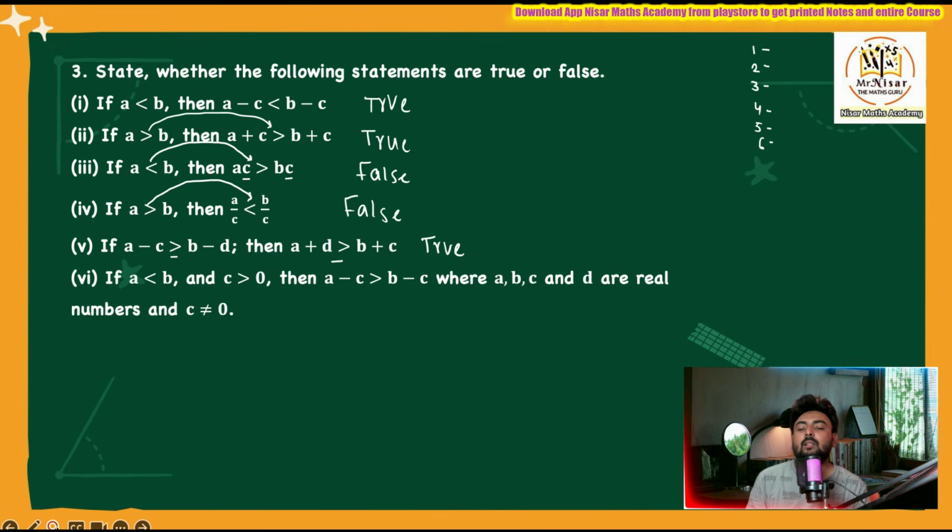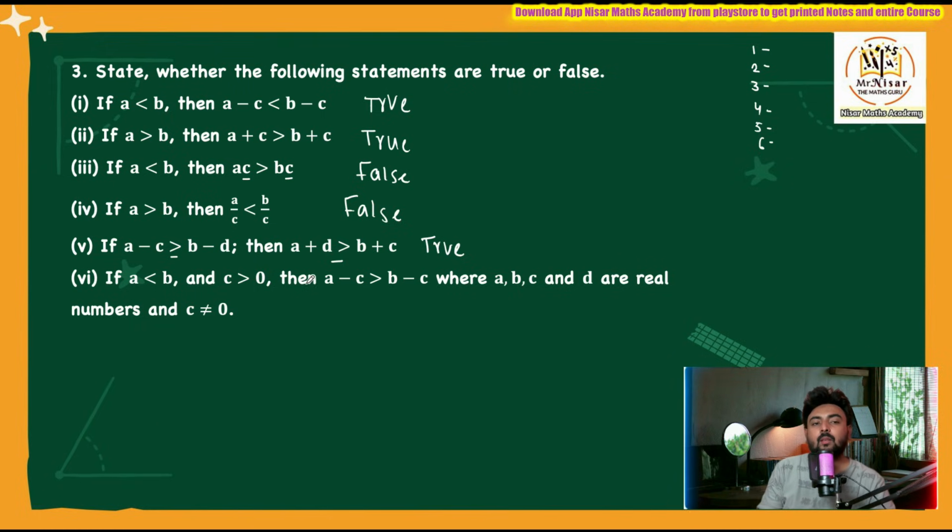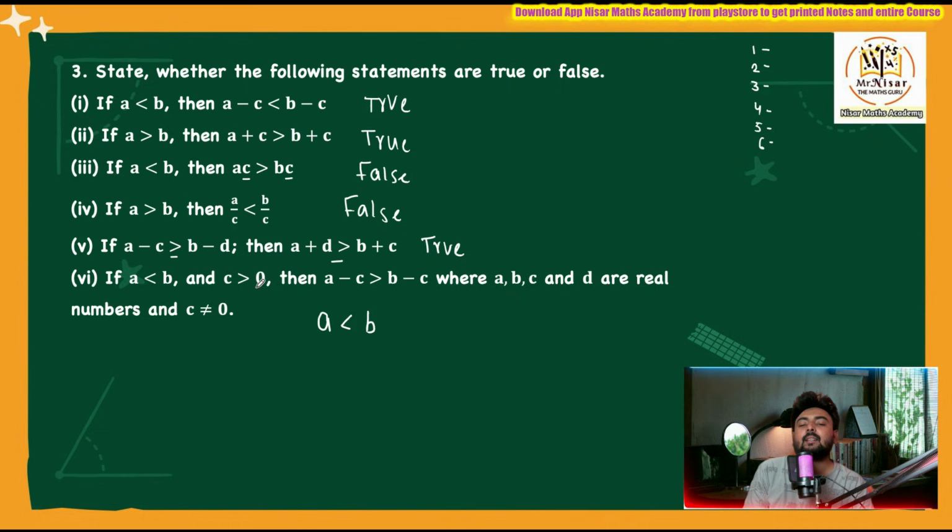And the last one, just let me erase all this ink so that it won't spoil our questions. Yeah, let's go for the last question. See, in the last question it is given in this way. A is smaller than B, and it is said that C is greater than 0, and C is not equal to 0. See, there are 2 pieces of information about C. It is greater than 0 and it's not equal to 0. It means C is a positive number. Greater than 0 means 1, 2, 3. Okay, so C is a positive number.